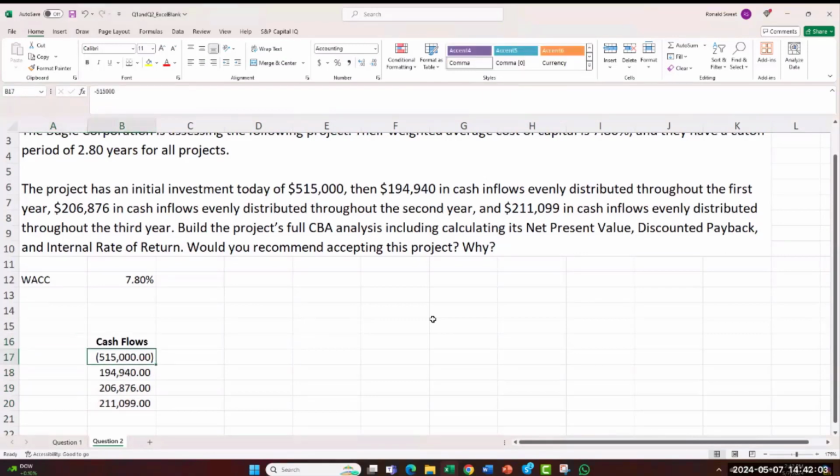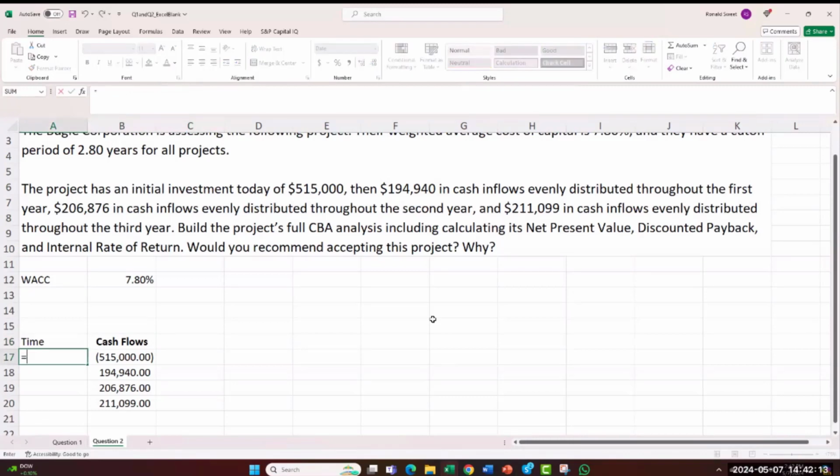So I have cash flows. You got to do everything else. So remember, everything else, you start with time, and we'll do the other columns with time. Remember, the first one is equal to today. And then the first year you add 365 divided by 2, or however you want to do it.